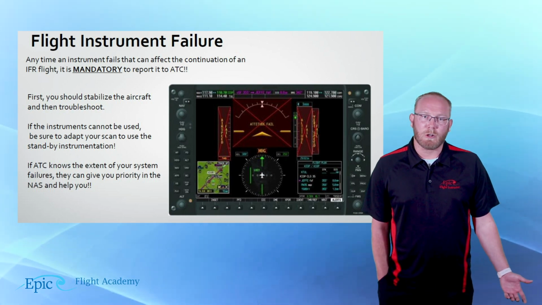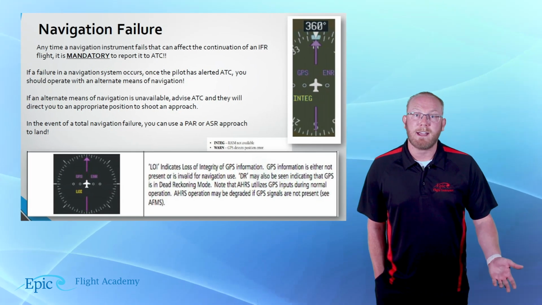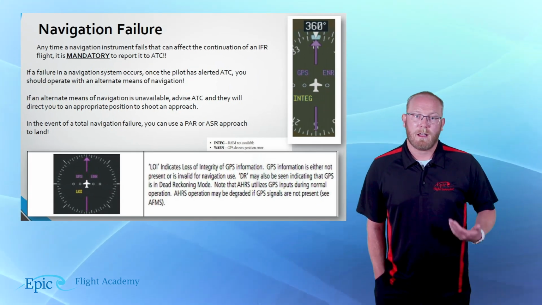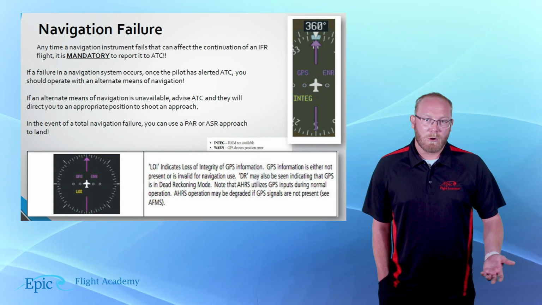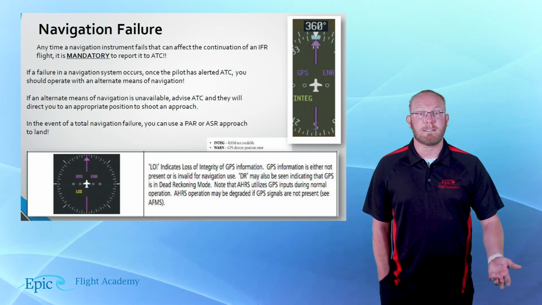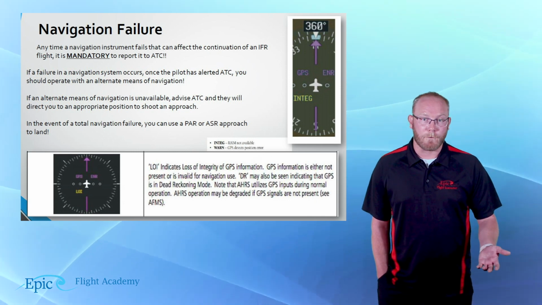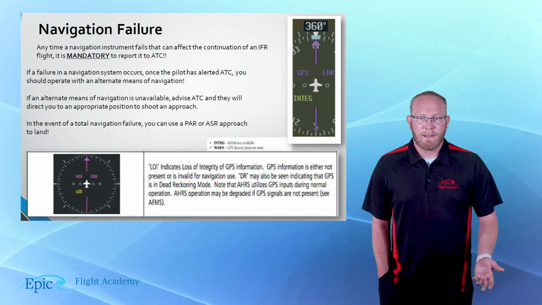Now, what if you're flying along and you lose your ability to navigate? Whether you lose GPS or you lose a VOR, what if you lose those things? How do we handle that then? Well, again, the first thing that you're going to want to do is alert ATC to this problem, so that they can help you and or give you some priority.